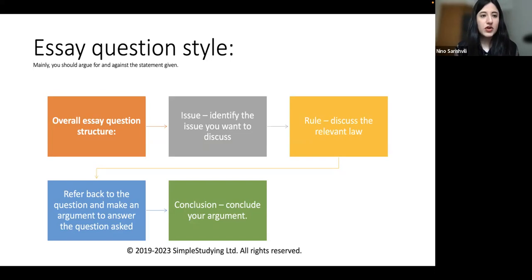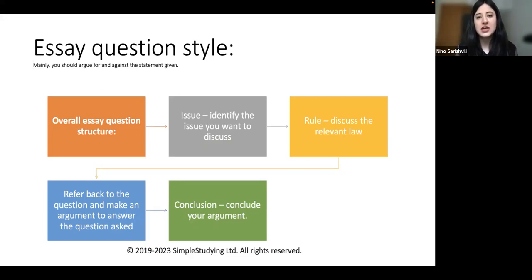You explain first the treaty on the functioning of the European Union, or whatever treaty you are discussing, or a case law. Then you provide analysis. What does this case law that you just explained mean for the essay? So refer back to the question and answer the question asked. So basically the case that you just mentioned, how does this case answer the question asked? What is the argument here?